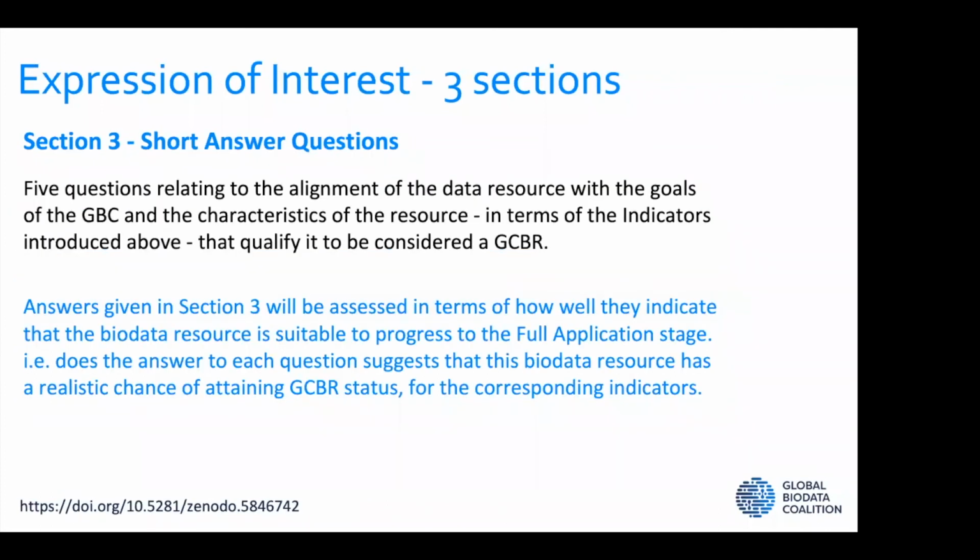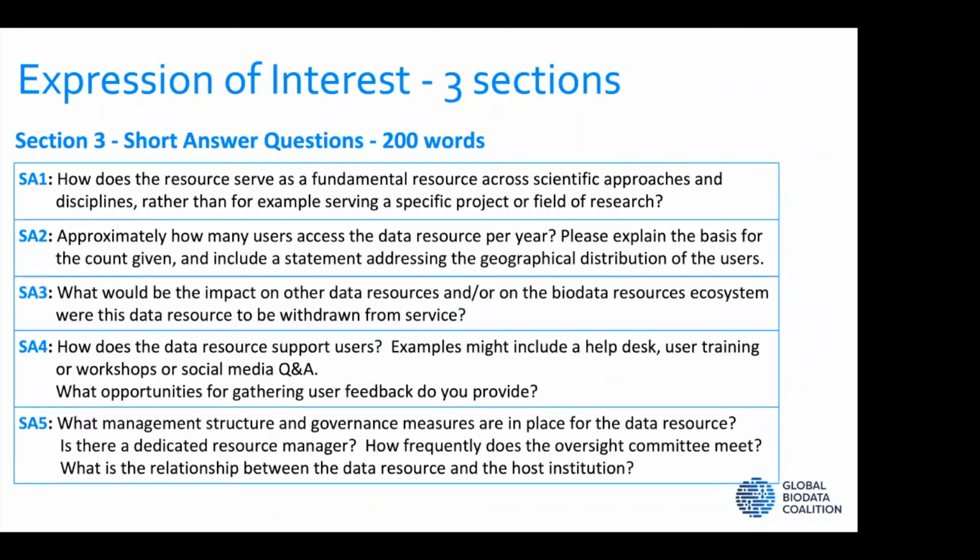The third section of the expression of interest is short answer questions, and there are 5 questions that relate to the alignment of the data resource with the goals of the Global Biodata Coalition and the characteristics of the resource that qualify it to be a global core biodata resource. Each of these questions will be assessed in terms of how well they indicate that the biodata resource is suitable to progress to a full application stage. These are the short answer questions. I won't go through them now, but you'll have these slides afterwards for reference, and this information is in the associated materials.